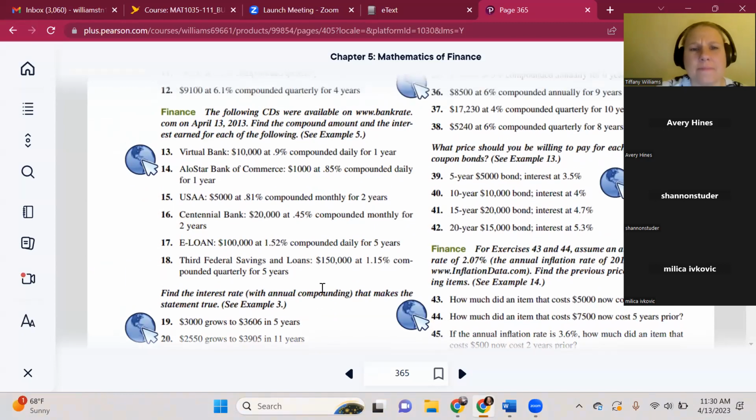Let's do number 18. So the following CDs were available on www.bankrate.com on April 13th, 2013. As you can see, our book is very old. Find the compound amount and the interest earned for each of the following. By the way, what's a CD?